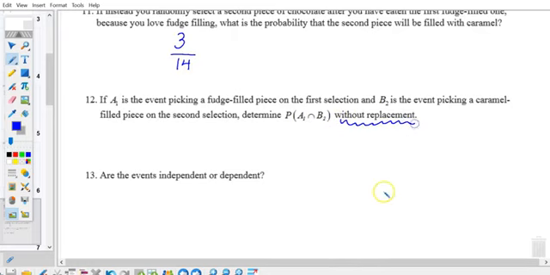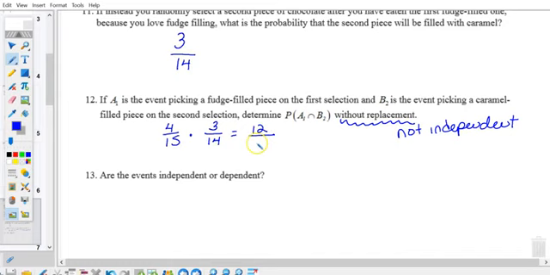Without replacement means the events are not independent. When you eat that first piece of chocolate, it affects what's going to happen with the second piece that you pick. So again, if we've got fudge first and then caramel second, fudge first is still 4 out of 15, but now the second piece, your box is reduced by a number. The total number is now only 14, but there are 3 caramel. We can still multiply. We just said these are not independent.